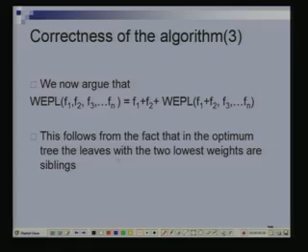Right. So we'll do that in a slightly more formal way. Let's assume that they are siblings. The two minimum are always siblings. Let's argue that if this is true, then it implies this. So we have the best possible tree, और जो दो minimum हैं, they are siblings.